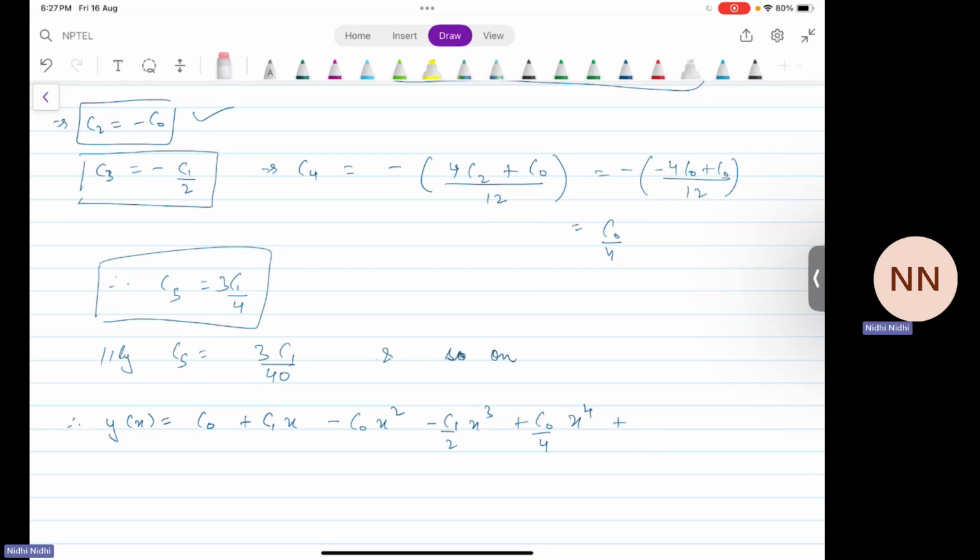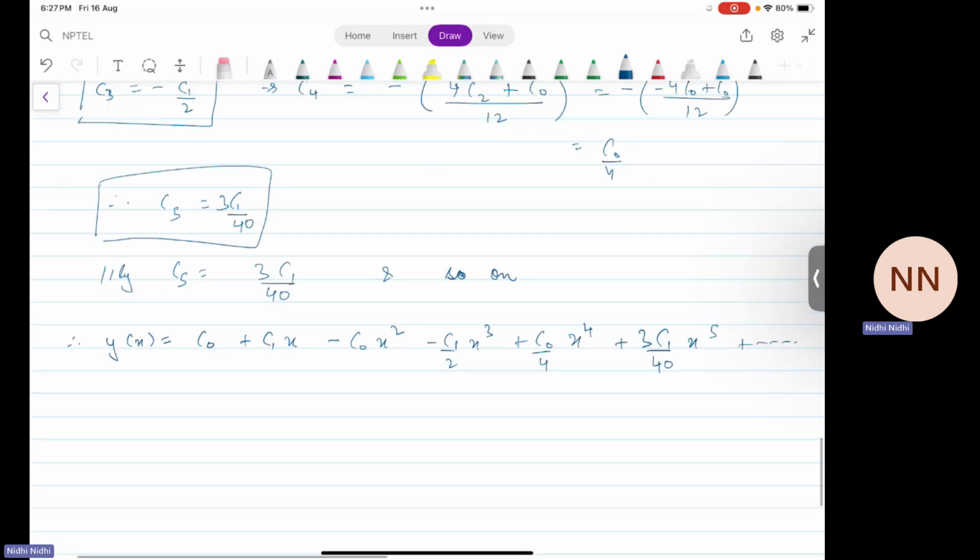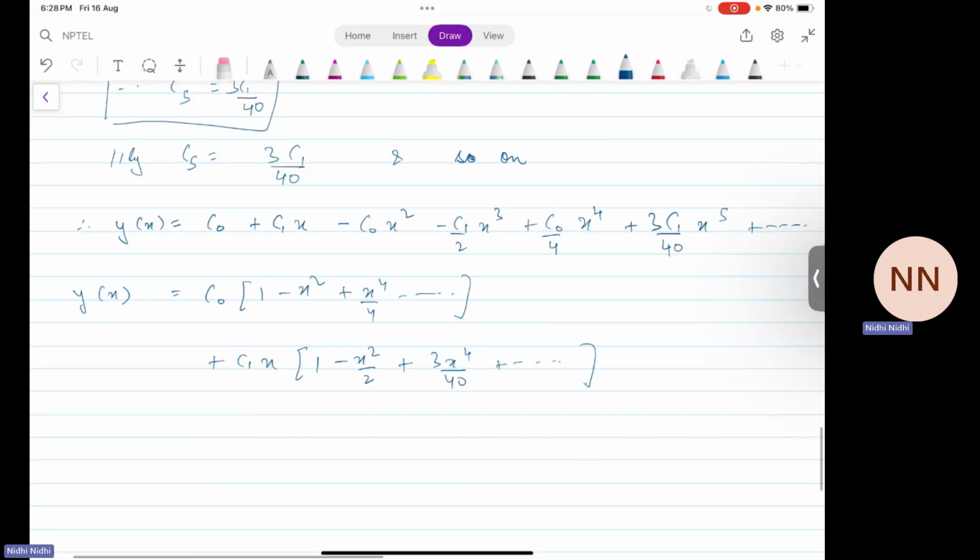Plus 3c1 by 40 x to the power 5 and so on, which can be further simplified. We can take c0 common. We get 1 minus x squared plus x to the power 4 by 4 and so on, plus c1x times 1 minus x squared by 2 plus 3x to the power 4 by 40 and so on. So this is a power series solution to the given problem.